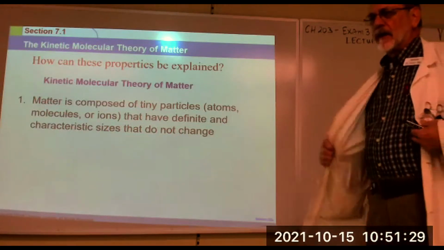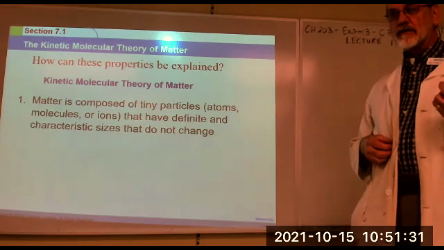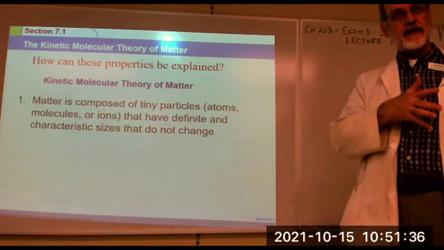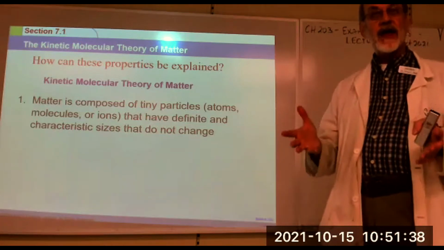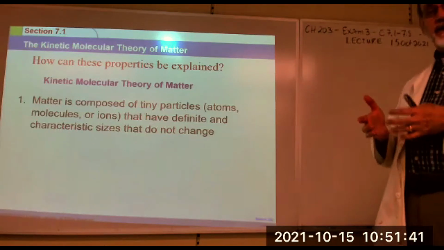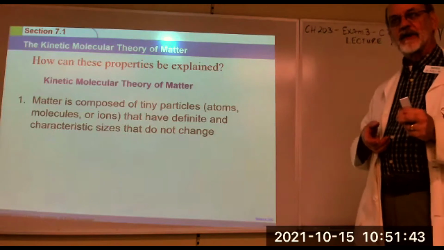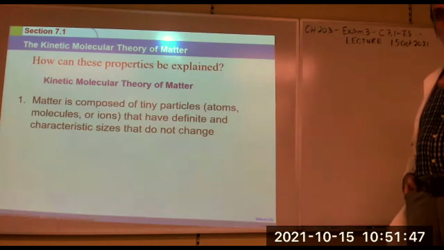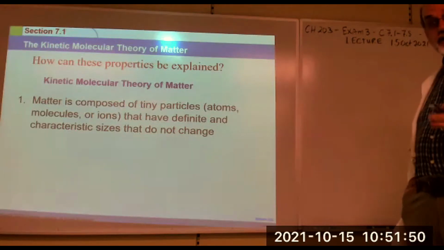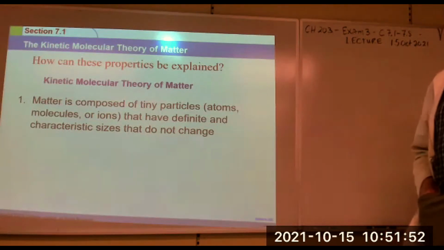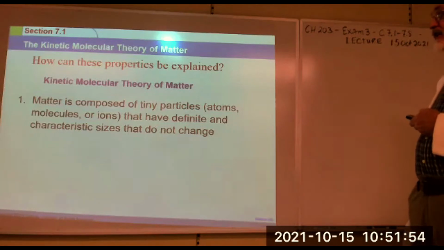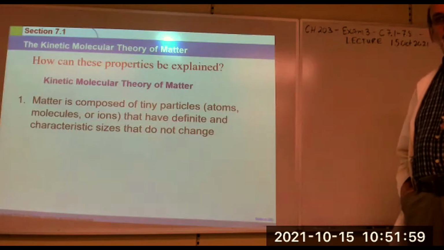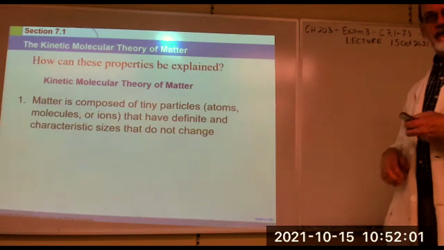So, at the very beginning of the semester, I made a major point of the difference between a law and a theory. The law just says, this is what happens under these conditions, where a theory tries to explain why that happens. And it's instructive to approach solids, liquids, and gases from a theoretical standpoint. In other words, if we understand the theory of why they behave the way they do, their behavior makes more sense.